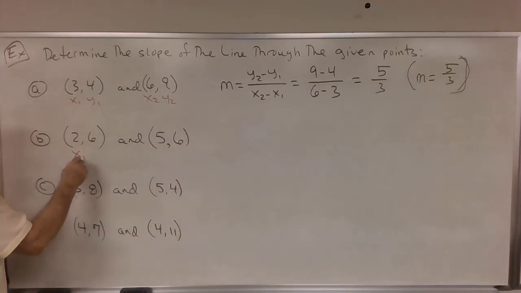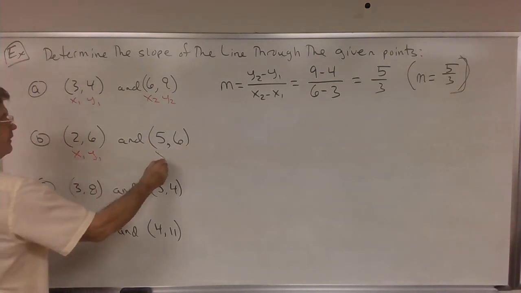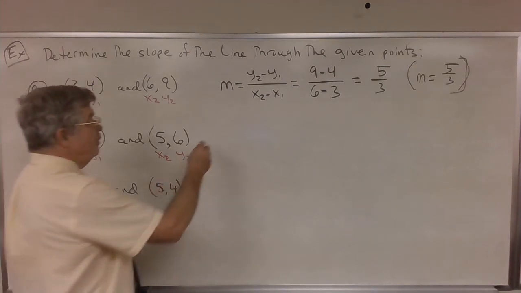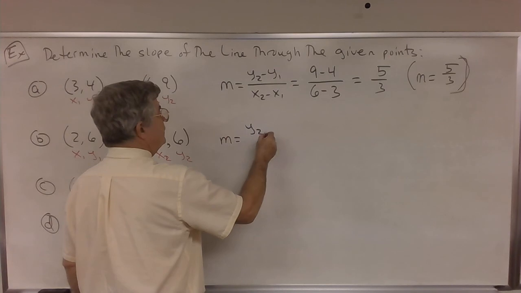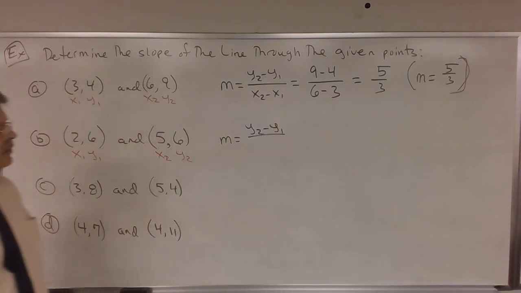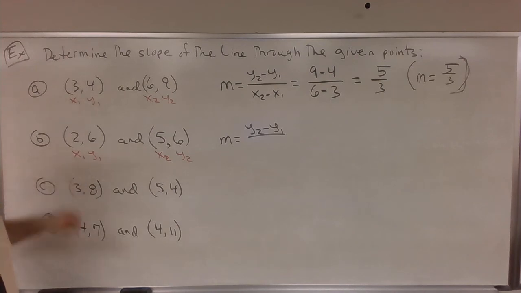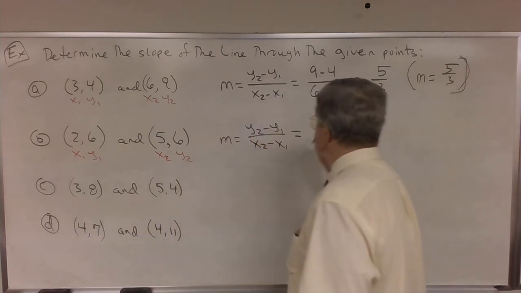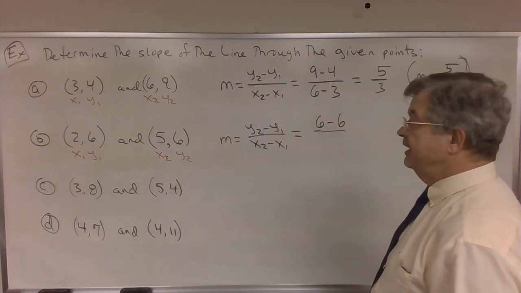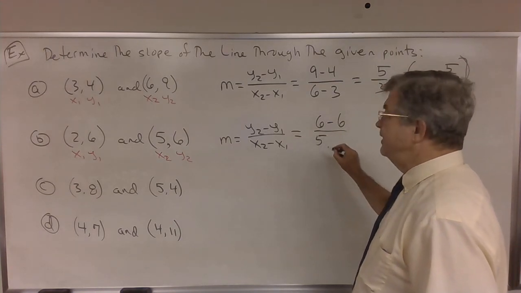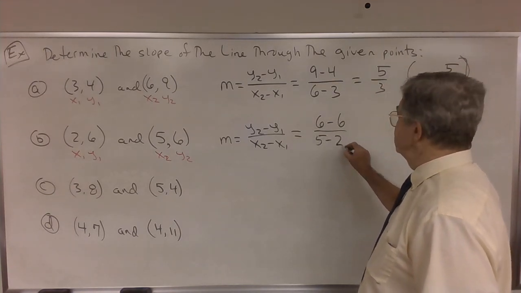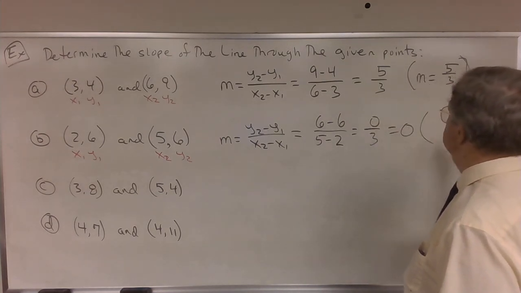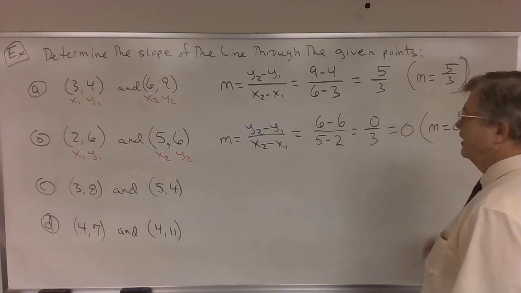Here's our first point, x1, y1. Here's our second point, x2, y2. And slope is given by the change in y, y2 minus y1, over the change in x, x2 minus x1. And y2 is 6, y1 is 6, x2 is 5, x1 is 2. So that's 0 over 3, which is 0. m equals 0.